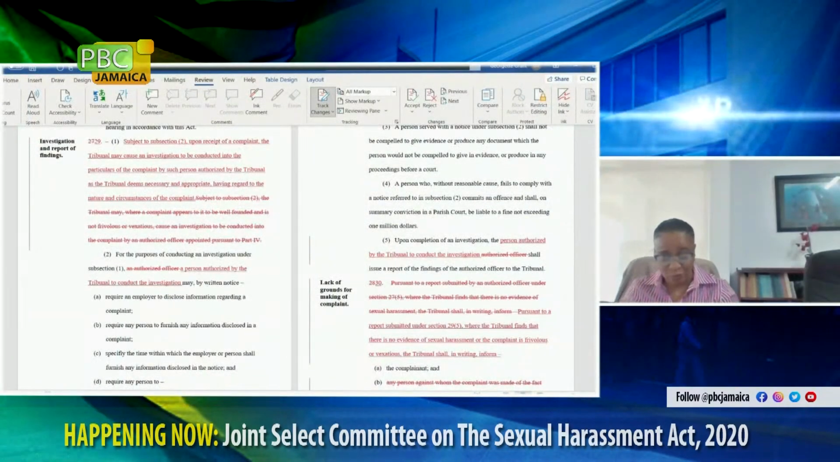Remember we had the whole thing with authorized officers, so we had to tidy that up. So I would reread subsection 1. Subject to subsection 2, upon receipt of a complaint, the tribunal may cause an investigation to be conducted into the particulars of the complaint by such person authorized by the tribunal as the tribunal deems necessary and appropriate, having regard to the nature and the circumstances of the complaint. We're not limiting the tribunal to the use of authorized officers as defined in the act, but they must be able to draw from whatever group of experts or whatever expertise they deem necessary in hearing a complaint. Yes.